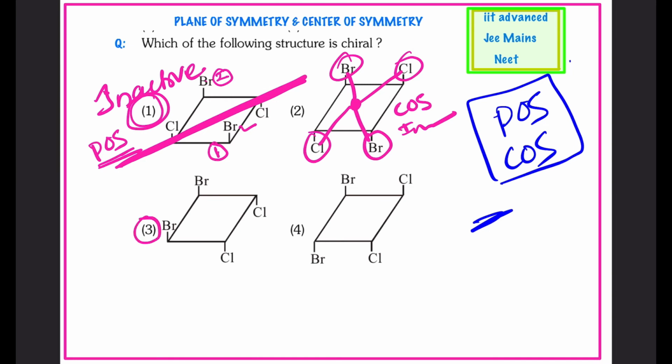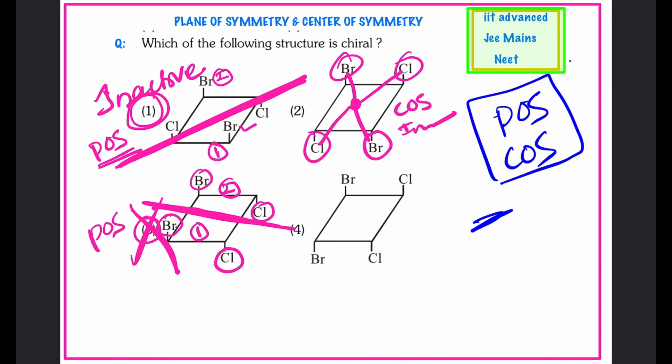Let us see option number 3. In option number 3, let us say I cut in this plane, right? This is the first part, this is the second part. The first part and second part are mirror images of each other. Both bromines are above the plane. Both the chlorines are below the plane. Perfectly, they are mirror images of each other. Due to the presence of POS, this molecule is optically inactive and it doesn't have a chiral structure.